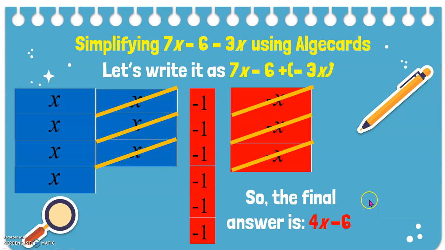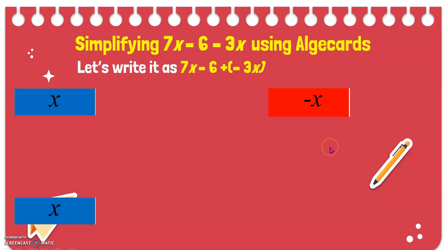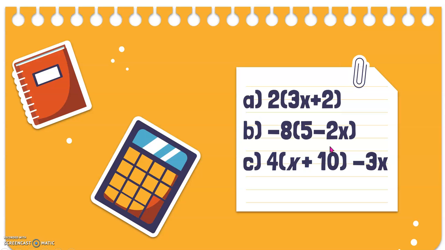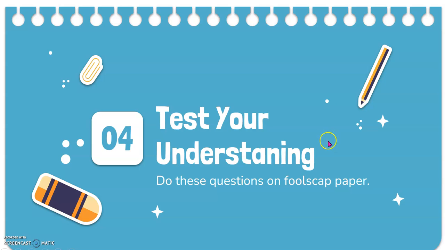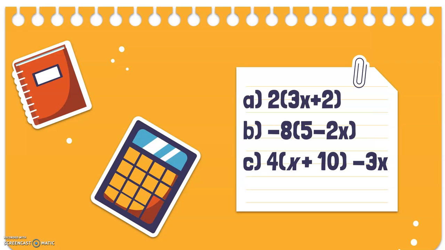So you have learned multiplying with a positive number, with a negative number, and also when you have to continue on with other terms to simplify. Now we are going to go to test your understanding. So let's try to do these questions on foolscap paper. I'm going to give you some time to try out this question. So write this down, pause the video. Before you go on to the next part, make sure you try to expand first because the next slide will show you all the answers. So pause, try it out, and continue the video.